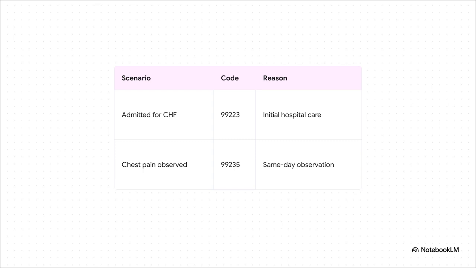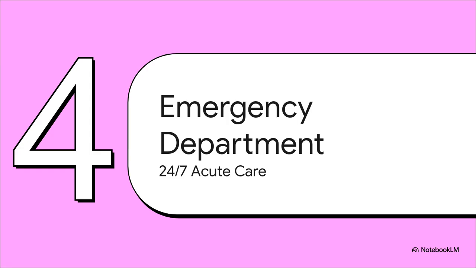Now, Scenario 2. A 54-year-old is placed in observation for chest pain, ruled out for an MI, and discharged on the very same day with moderate MDM. Because they were never formally admitted and it all happened in one single day, that falls under 9925 for a same-day observation admit and discharge. Make sense? Section 4. The emergency department.